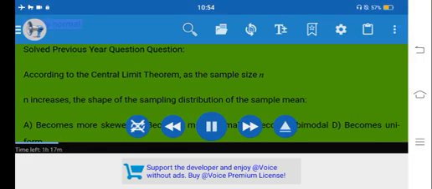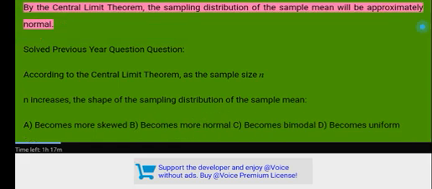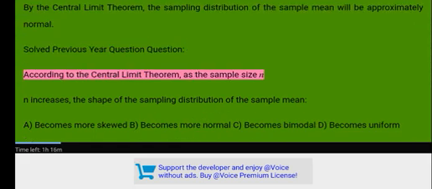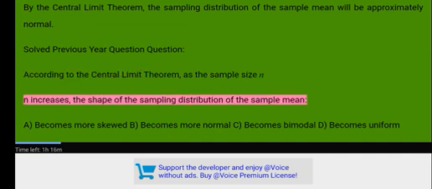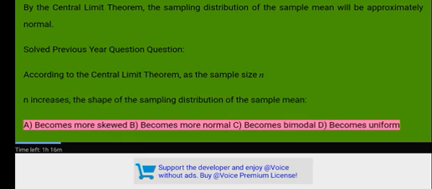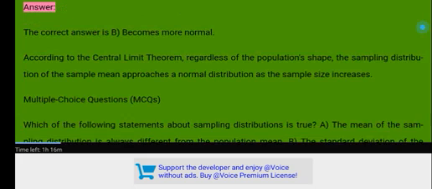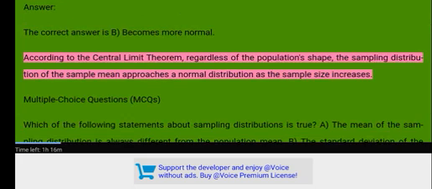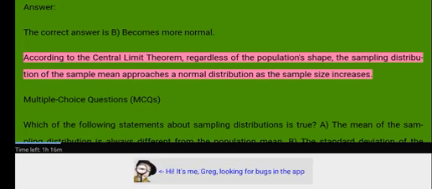By the central limit theorem, the sampling distribution of the sample mean will be approximately normal. Solved previous year question. According to the central limit theorem, as the sample size n increases, the shape of the sampling distribution of the sample mean: A, becomes more skewed; B, becomes more normal; C, becomes bimodal; D, becomes uniform. Answer: the correct answer is B, becomes more normal. According to the central limit theorem, regardless of the population's shape, the sampling distribution of the sample mean approaches a normal distribution as the sample size increases.